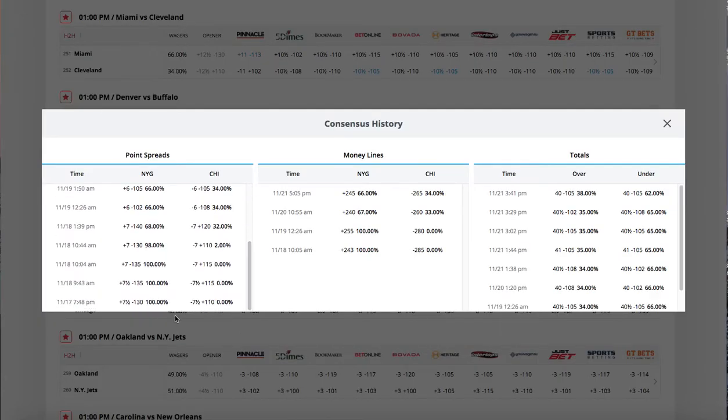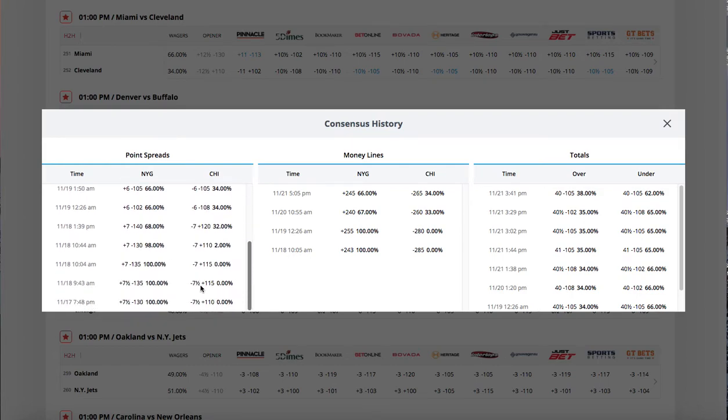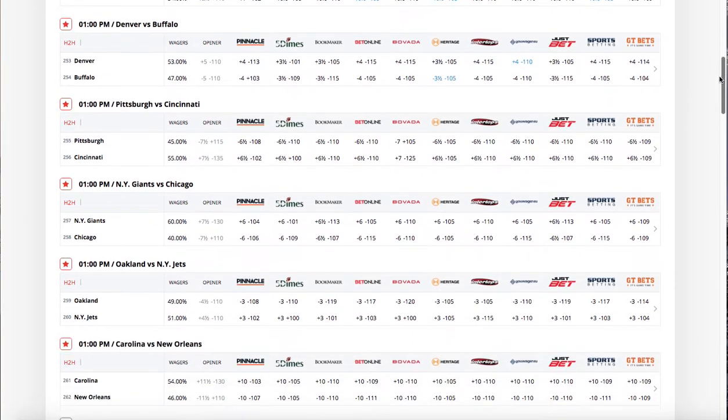Now let's look at the line movement. Same deal here. When this line opens, in the consensus history you can see here 11-17, 7:48, plus 7.5, -130, 100% of the tickets. This line's going down. See what I'm saying? If you had any intentions of playing the Giants, the time to play them would have been early, even though they were the dog. Because now it's only +6, where you could have gotten 7.5. Okay? All right, let's look at this Oakland Jets game.